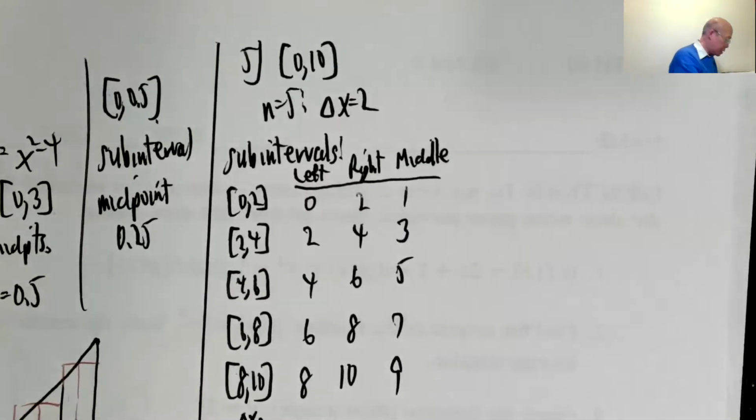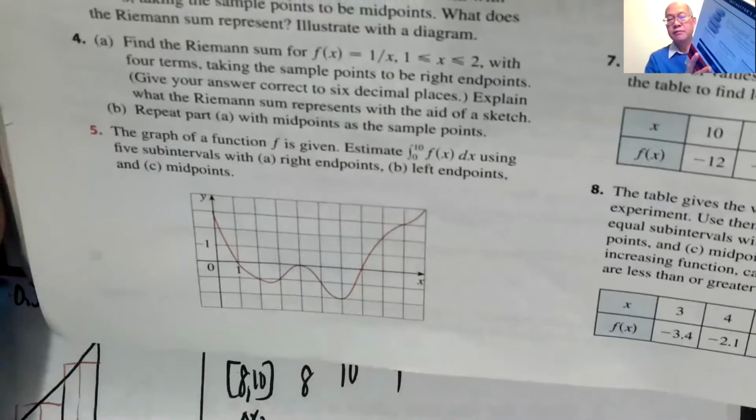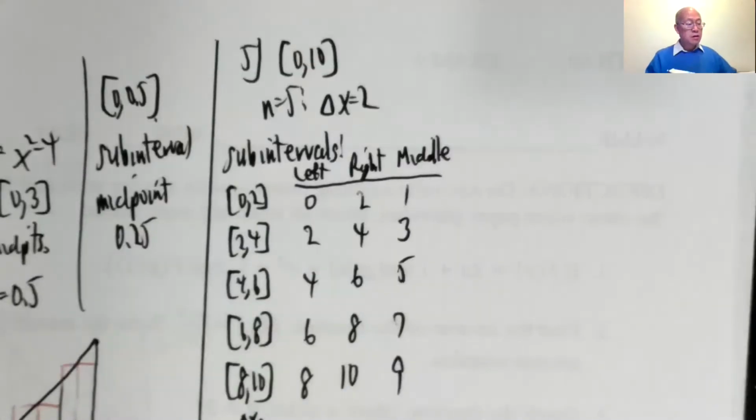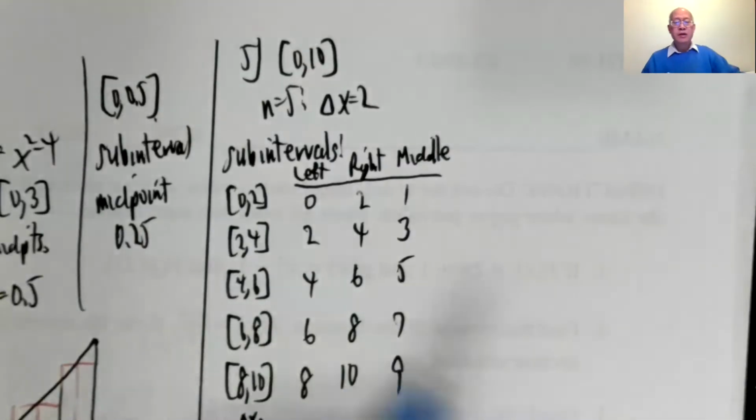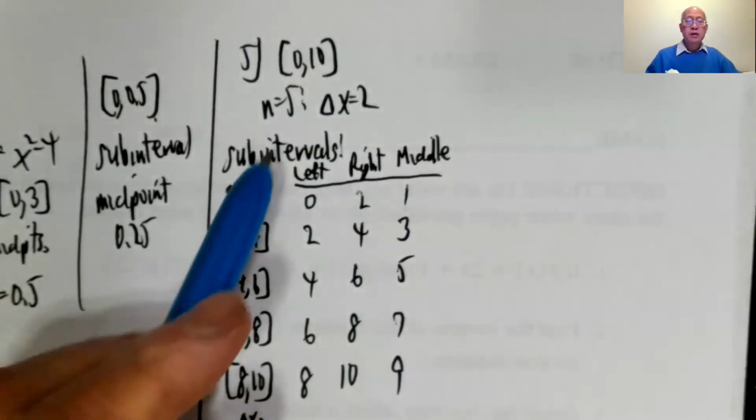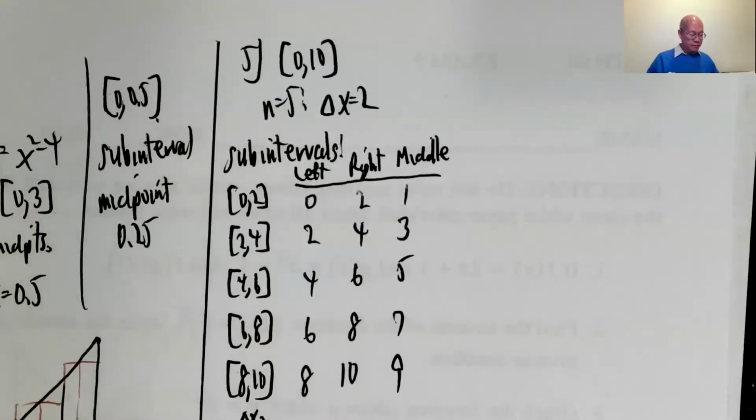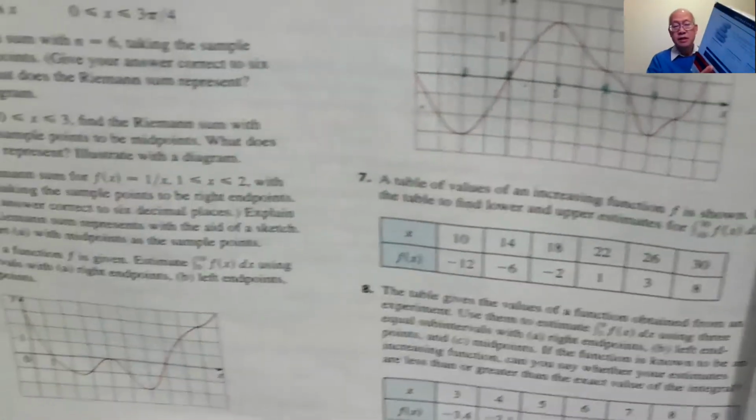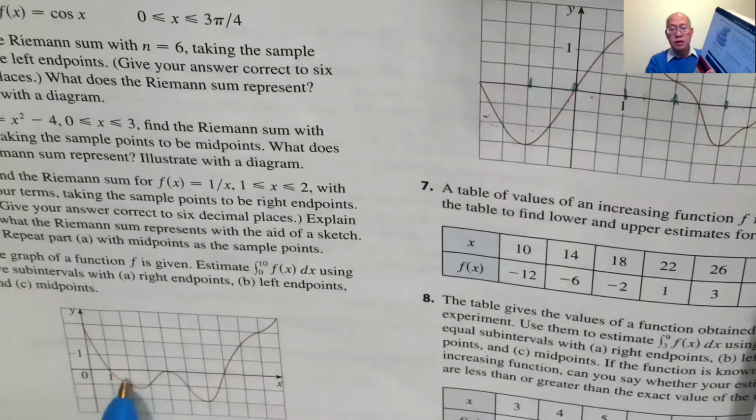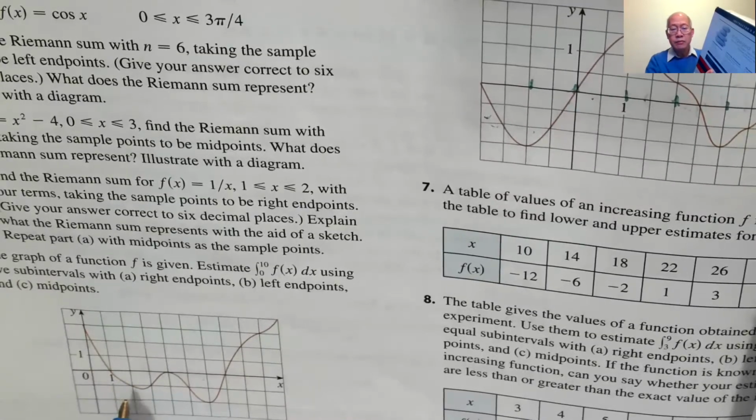Number 5, he wants to take the region between 0 and 10. n equals 5, delta x is 2, so the subintervals are from 0 to 2, 2 to 4, 4 to 6, 6 to 8, 8 to 10. We're using left endpoints, right endpoints, and midpoints. So I've got them all there. Between 0 and 2, left endpoint 2, right endpoint -1, midpoint.